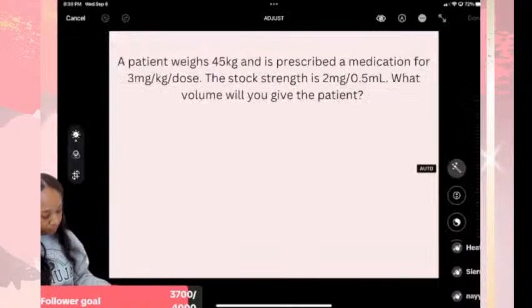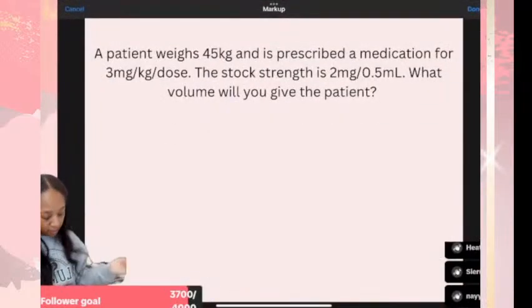Alrighty. So a patient weighs 45 kilograms and is prescribed a medication for 3 milligrams per kilogram per dose. The stock strength is 2 milligrams per 0.5 mLs. What volume will you give to the patient?